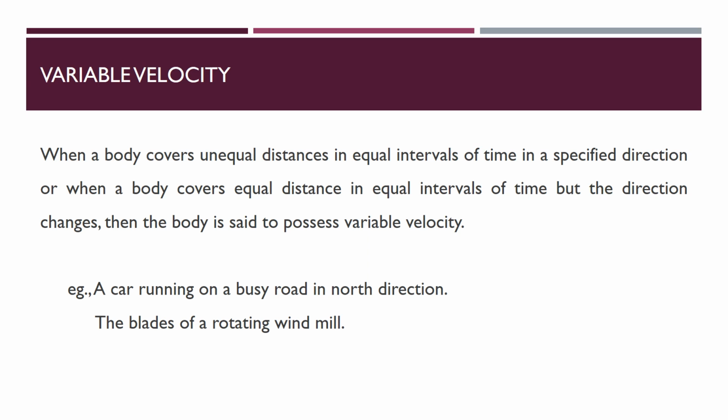Variable velocity can also be referred to as non-uniform velocity. That means the body is in a state of non-uniform motion. That means either the body is covering unequal distance in equal intervals of time, or if it is covering equal distance in equal intervals of time, the direction of the body is changing. Then also the velocity is said to be variable velocity.